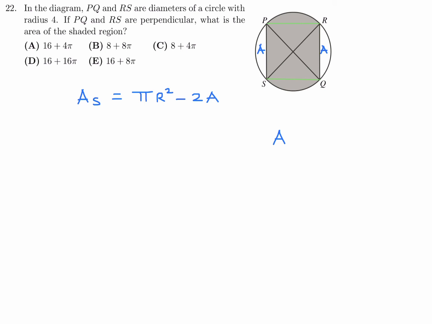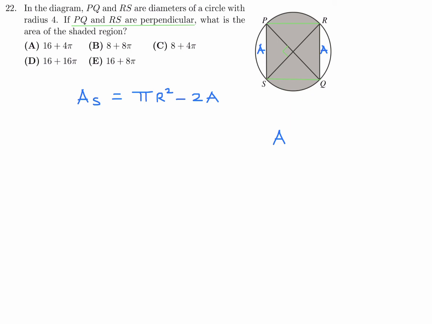And the key thing here is that there's one line in this question that really helps. It's this one right here: PQ and RS are perpendicular. That's very helpful. Why? Because if PQ and RS are perpendicular, then this is 90 degrees right here. And therefore, this triangle is going to be very easy to figure out in terms of its area.